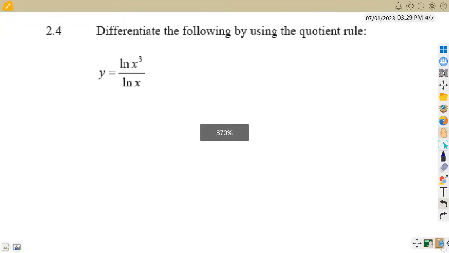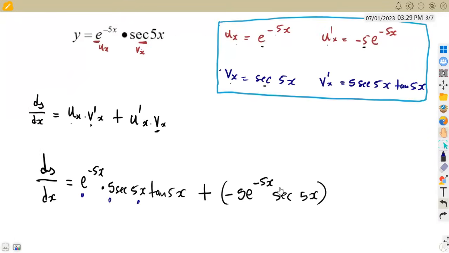Right, there's another question that I need to check up. This one, it's not as much clear. I'm just gonna check out what's happening there.